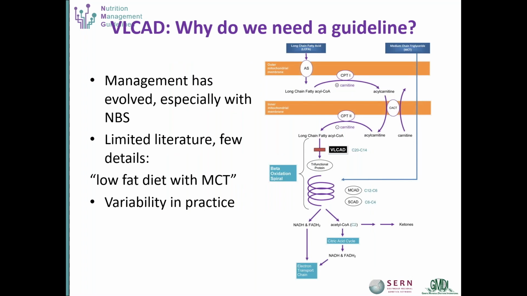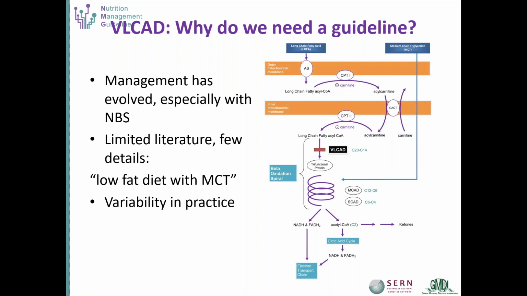First of all, management has evolved, especially with newborn screening. There's very limited literature. Most of the literature, or a lot of the literature, does not describe diet management other than to say the patient was put on a low-fat diet with MCT.